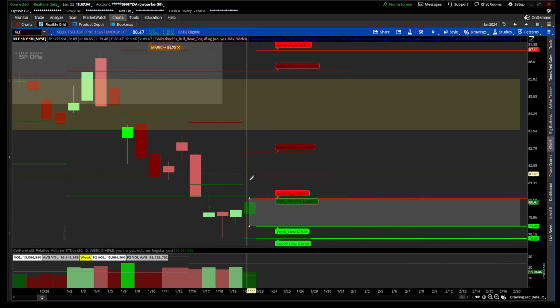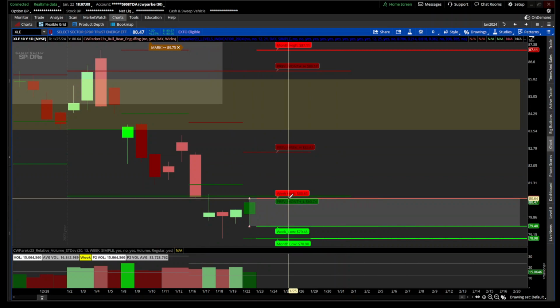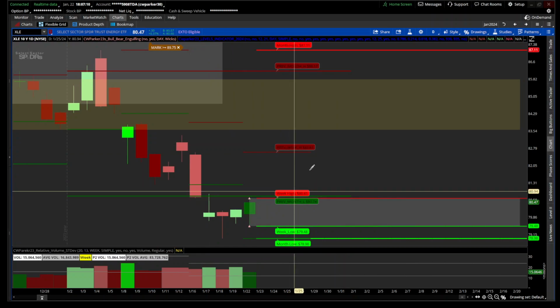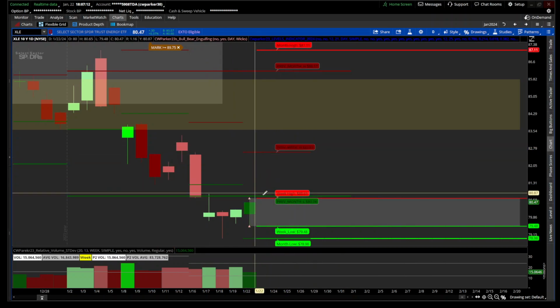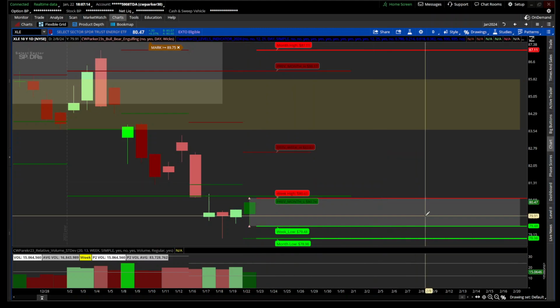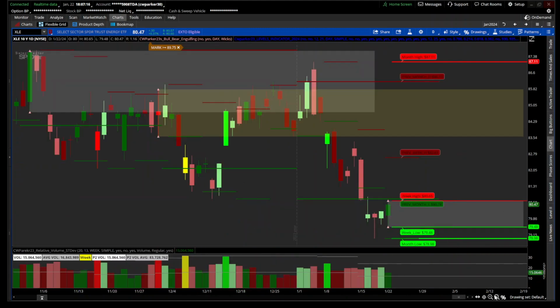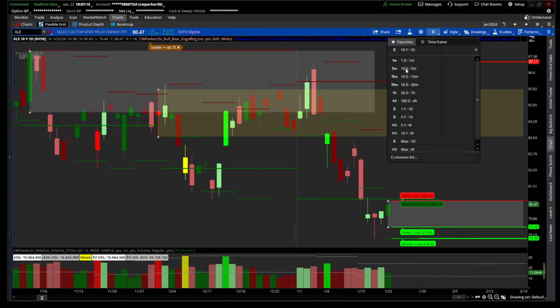You don't have to worry about going through and plotting out all these different levels or looking for these different levels. What was the previous week high? What was the previous month high? What were all these different levels to look for? The levels indicator does it all for you.